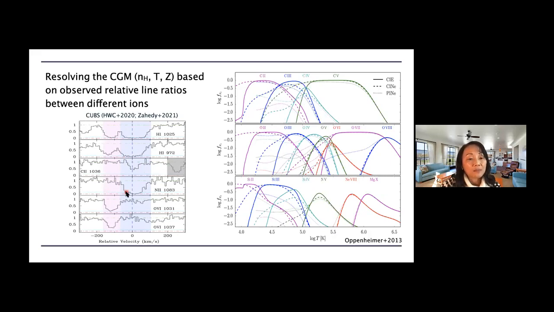In this case, on the left, I use an example from the CUBS sample that shows a single Lyman limit system with resolved hydrogen and metal line profiles. It's quite clear that the central component shows no O VI absorption, but the satellite component with lower H I column density actually shows the strongest O VI absorber. It's really using this spectrally resolved component analysis that we can put strong constraints on the multi-phase gas in individual halos.